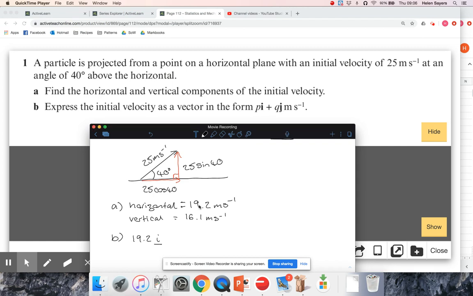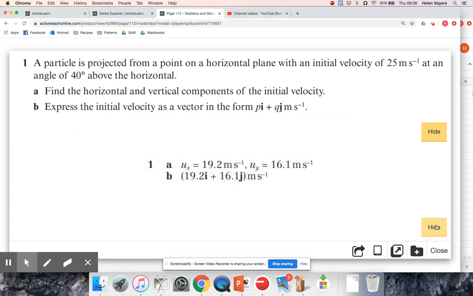So this is where I would include negatives as well. So the horizontal component is to the right, so that's in the positive i direction. The vertical component is up, so that is the positive j direction. So that's going to be 16.1 j, and that's going to be meters per second. I'll just double check that answer before we finish. 19.2 and 16.1.